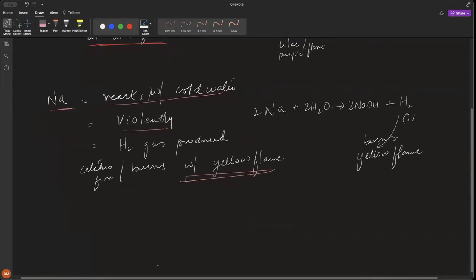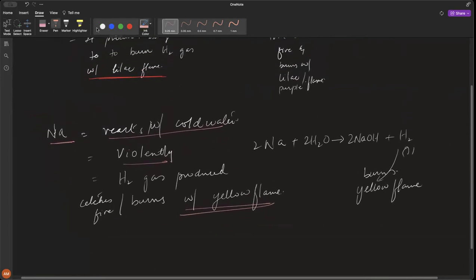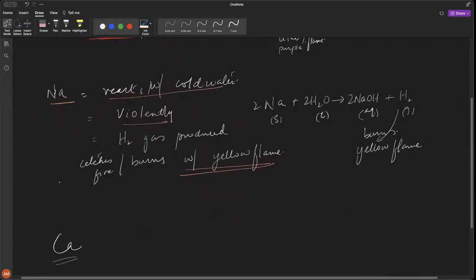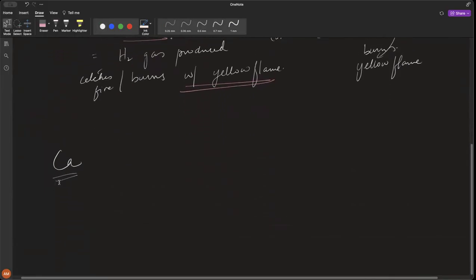GCSE. The equations are very important. They need to be memorized. Okay. This is solid, then this is going to be liquid, aqueous, and gas. They need to be memorized. You need to write them. Then we have calcium. Obviously, calcium is less reactive than the above two.